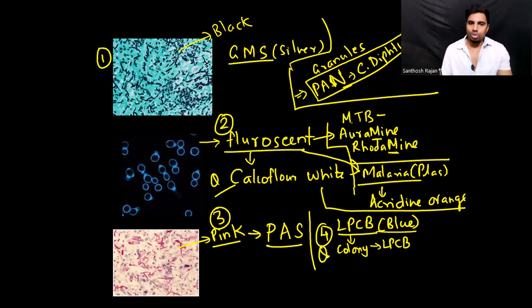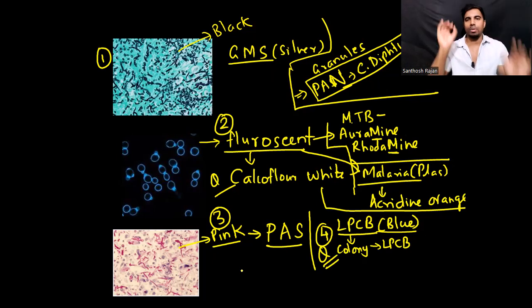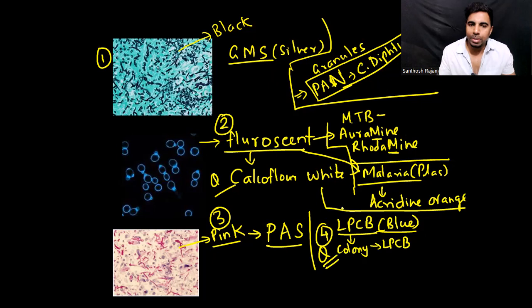And of course, to say the truth, we don't use all these things, this GMS, fluorescent, PAS and all. It's not available in all the labs. Only in high profile labs they have. In usual common labs, they use only LPCB. That's what I'm saying, so please stress on LPCB only. LPCB is the most important one compared to others.